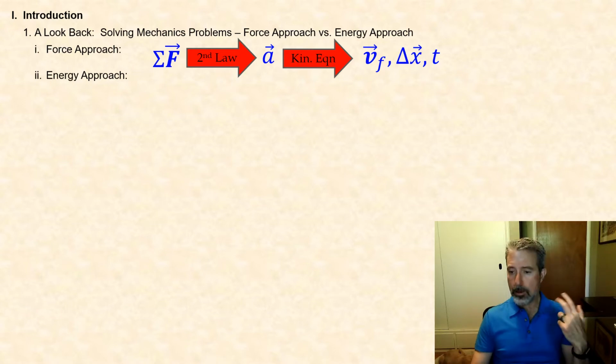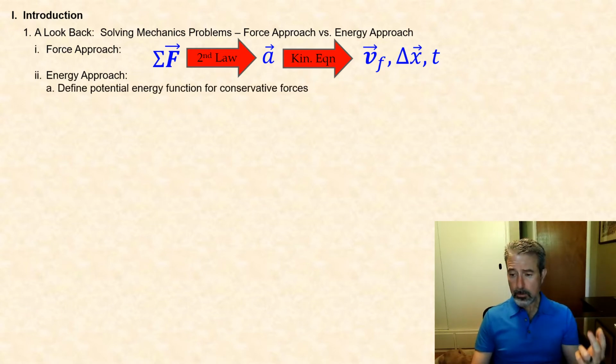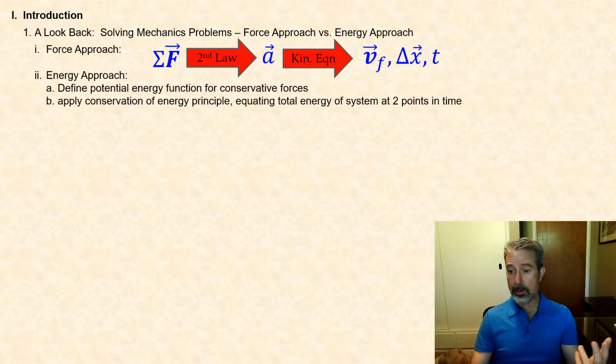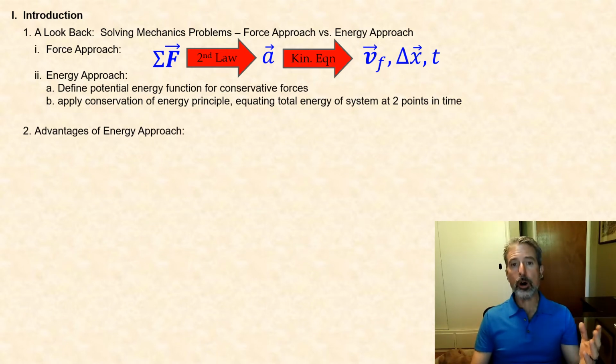The energy approach required us to define a potential energy function, anytime you had a conservative force. So as long as the forces involved in your problem were conservative, you could then define the potential energy function. And once done, you could then apply the law of conservation of energy, where you could equate the total energy of your system at two different points in time, and by doing so, extract information about the system.